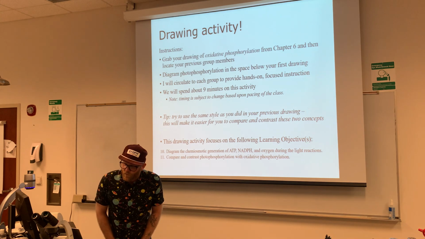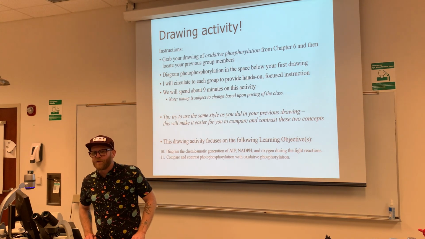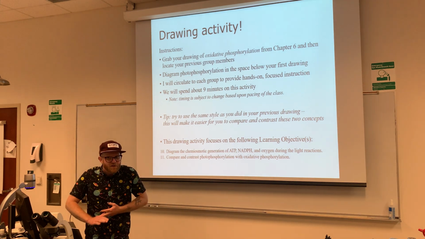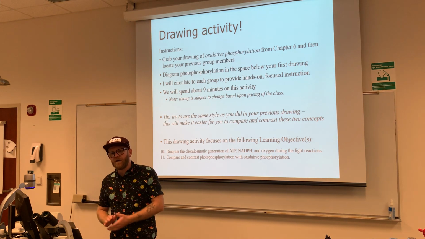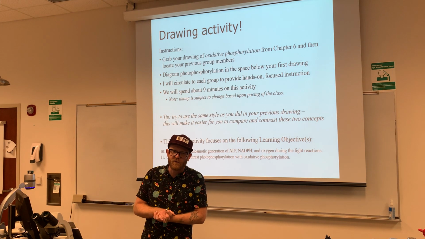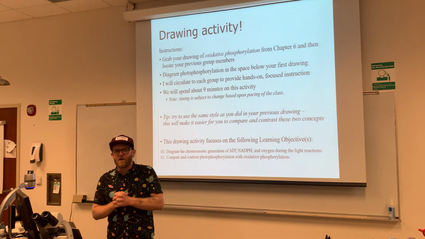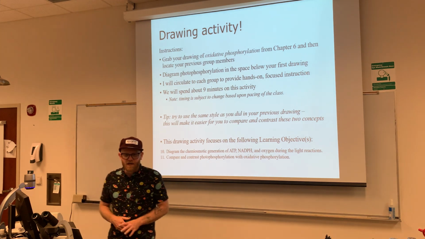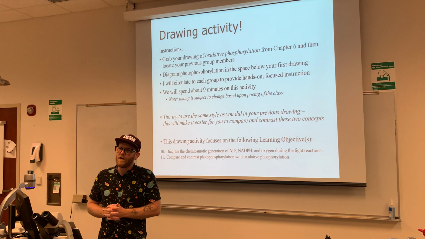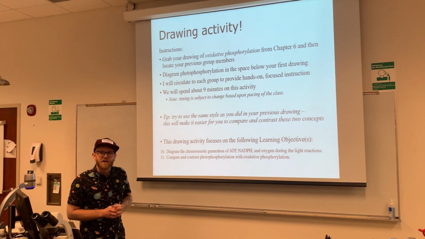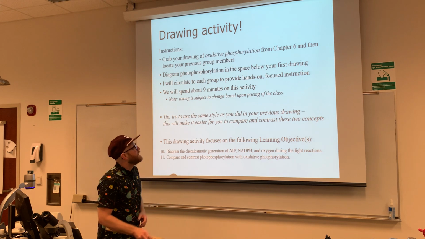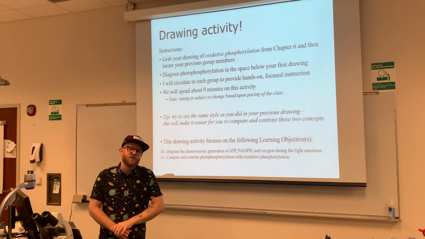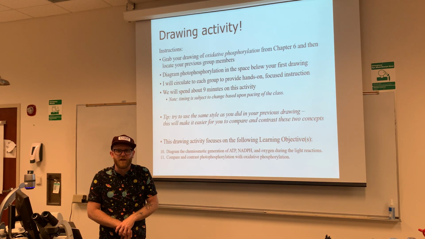I'm going to turn you all loose for approximately 9 minutes on the second part of our drawing activity. All the way back in chapter 6, we took out a sheet of blank paper and we split it in half, and you drew oxidative phosphorylation in your own hand. What I want you to do is grab that sheet, which I previously asked you to bring in. If you forgot yours, we'll have to get you another sheet. You'll write your drawing on the bottom. Find your group mates that you were with many moons ago. Grab your drawing, and under your oxidative phosphorylation, I want you to start drawing photophosphorylation in that process.